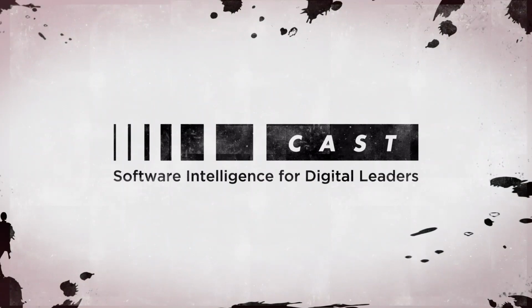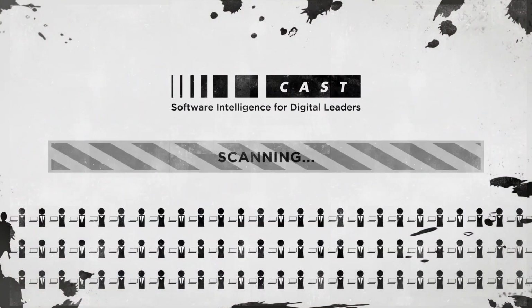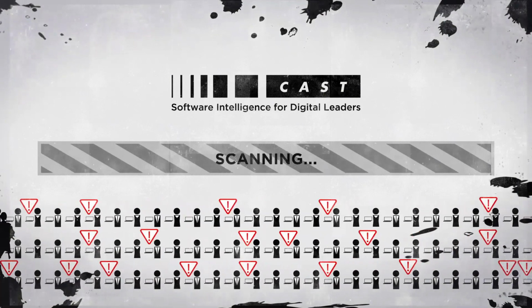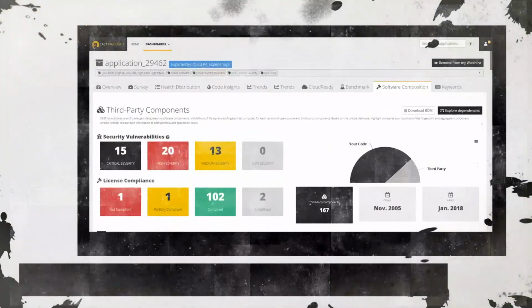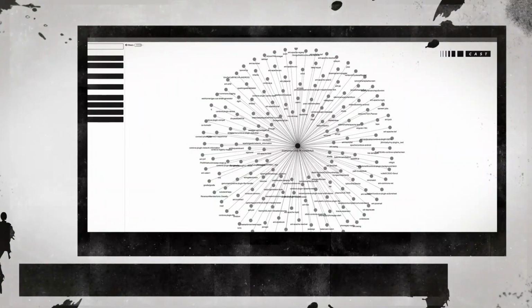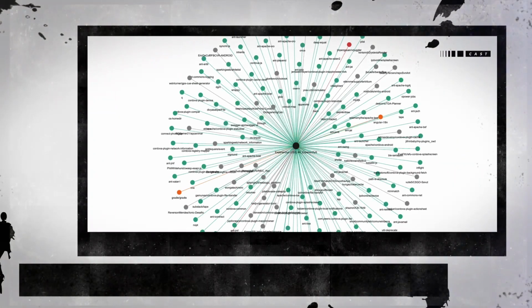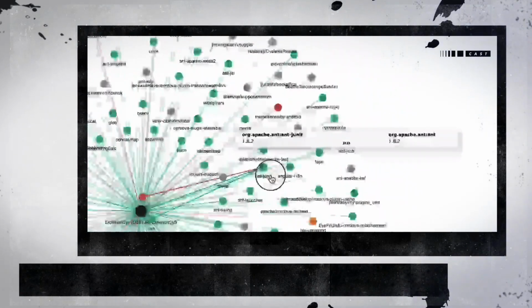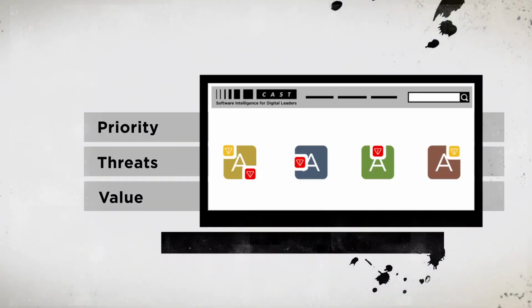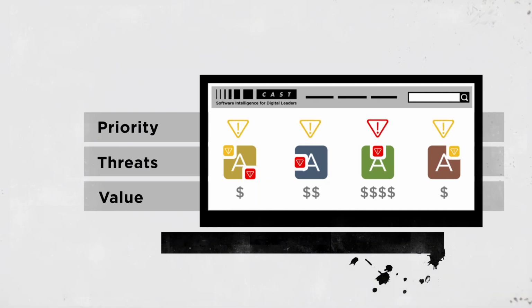With Cast Highlight, in a matter of days, this software intelligence platform can perform analysis on hundreds of applications. After scanning source code and gathering qualitative survey data, Highlight identifies open source vulnerabilities and licensing risks, uncovers hidden threats from transitive dependencies, and uses business context metrics to illuminate the most critical applications to address right away.